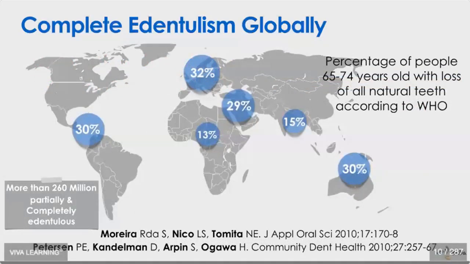Worldwide, the percentage of people between 65 and 74 that have lost their teeth, according to WHO, varies between continents. You can see the percentages vary from one continent to the other. But what's important to know is that more than 260 million are partially and completely edentulous.